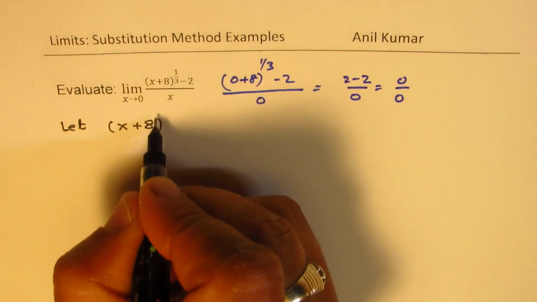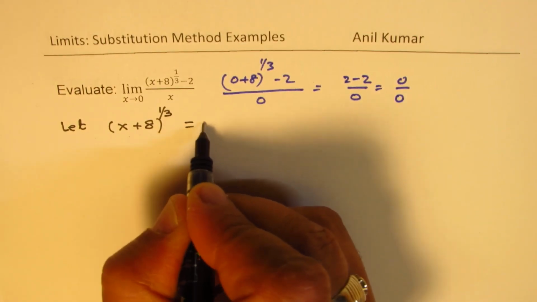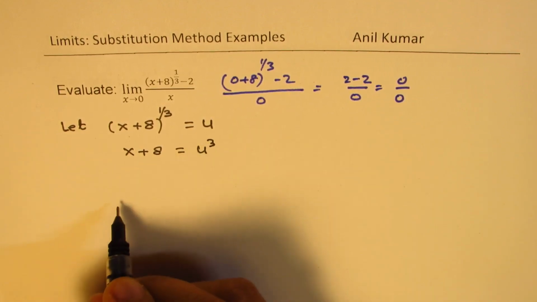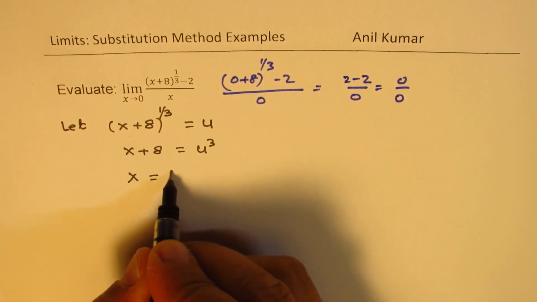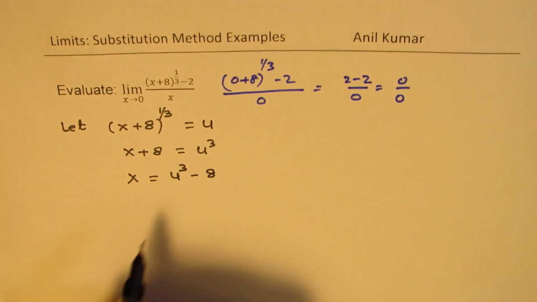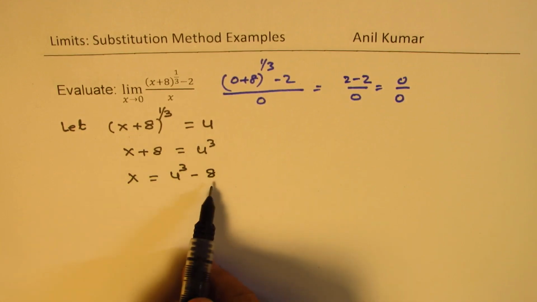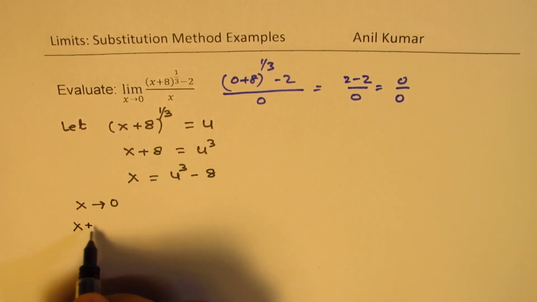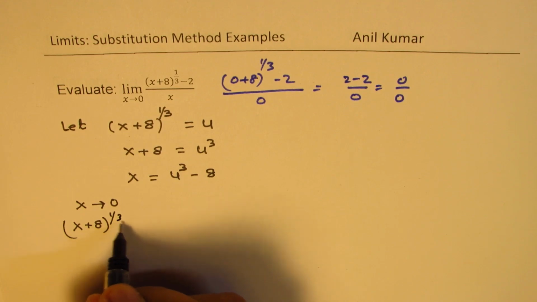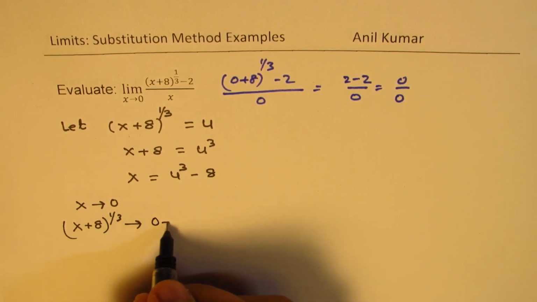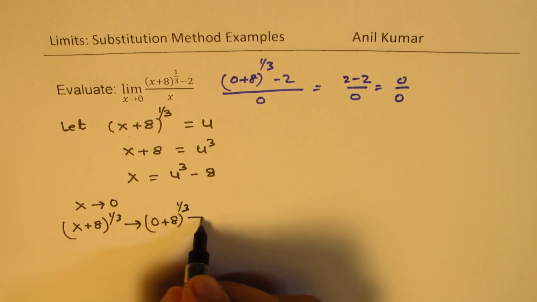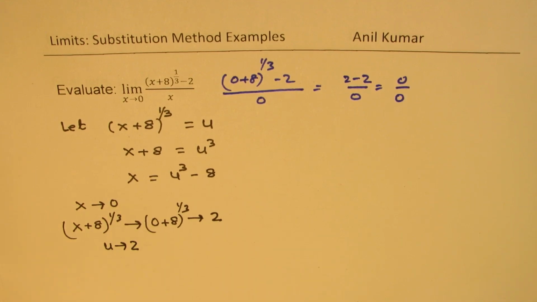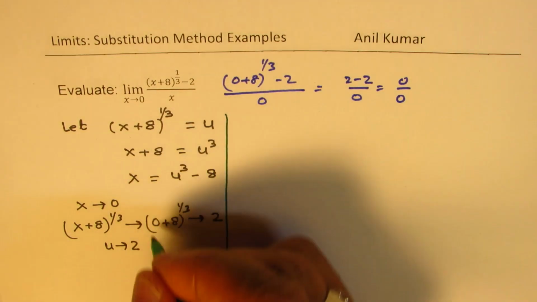So we say let x plus 8 to the power of 1 over 3, that is cube root, be equal to u, right? So in that case, x plus 8 is equal to u cube, perfect. And x will be equal to u cube minus 8. So we know how u and x are related. Now, when x approaches 0, in that case, the cube root of x plus 8 approaches what? So we get the cube root of 0 plus 8, correct? So this approaches 2. So that means u approaches 2. Clear? So that is the substitution which we are going to do.